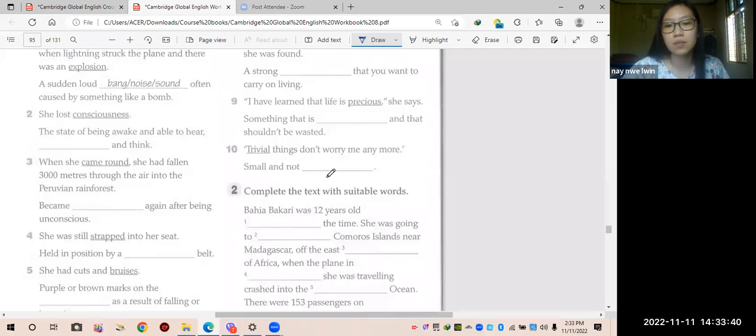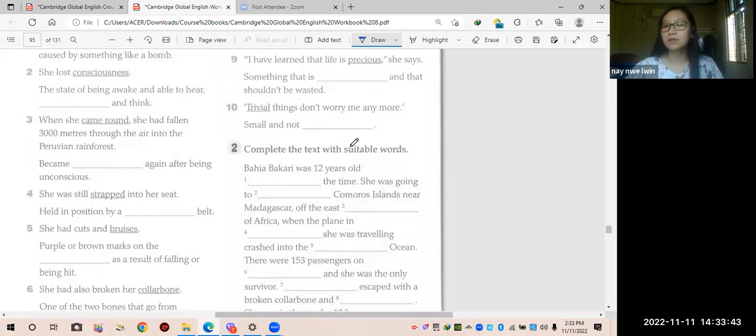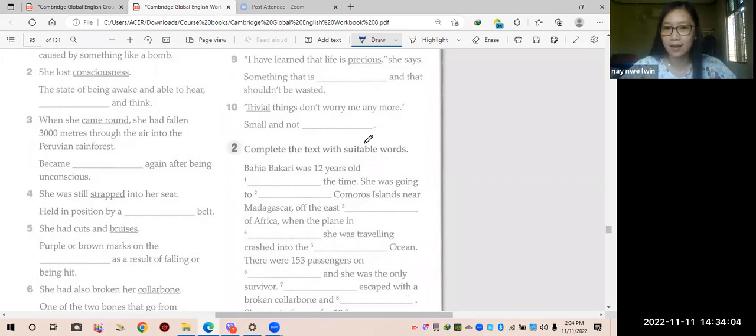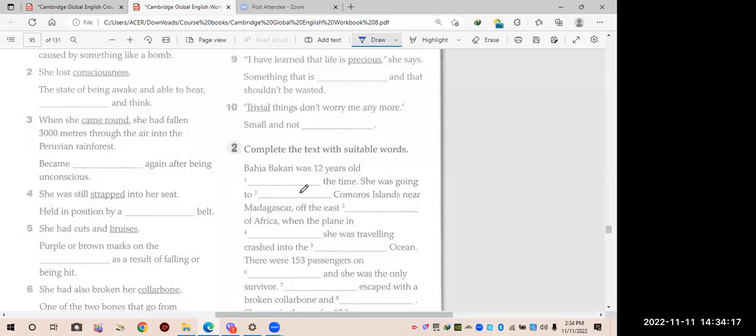Complete the text with suitable words. So I think you will remember some of the phrases from the listening, right? So let's answer together. Here, Bahia Bakari was 12 years old, blank the time. So what will be the answer for number 1? At. At that time, yes, correct. We need the preposition at there, right? She was going to blank Comoros Islands near Madagascar off the east coast of Africa. So she was going to the. Yes, we need the definite article there.